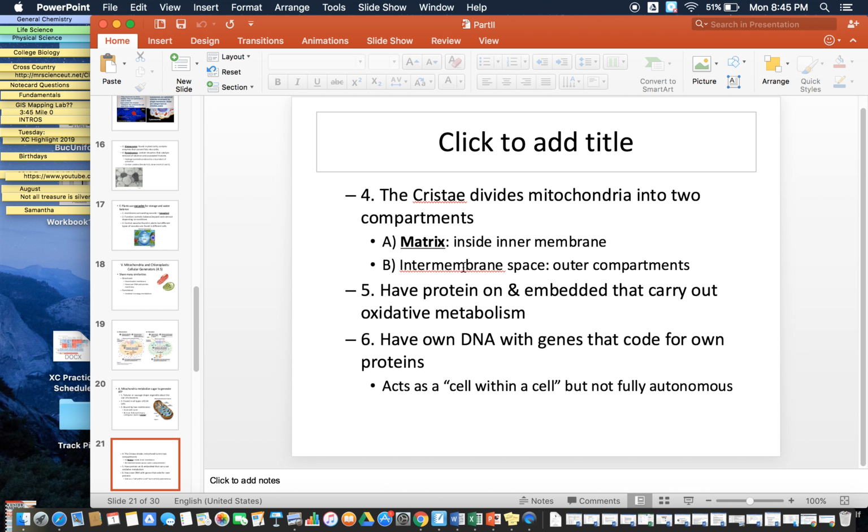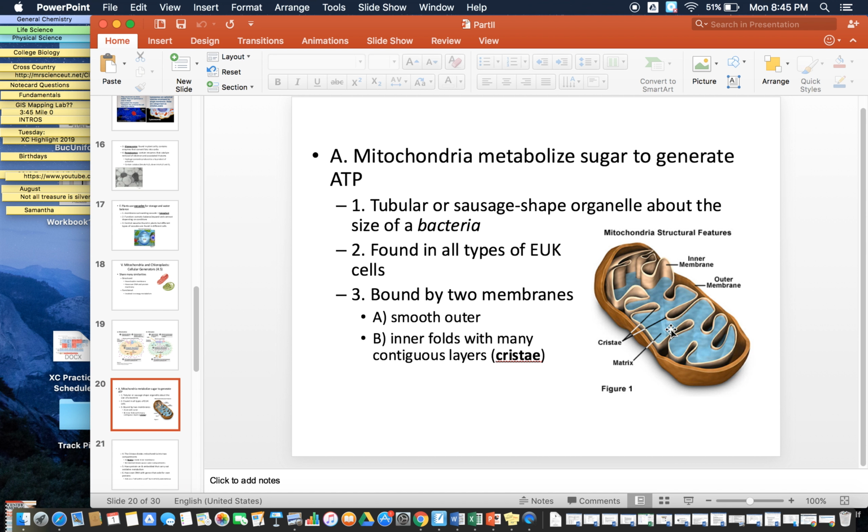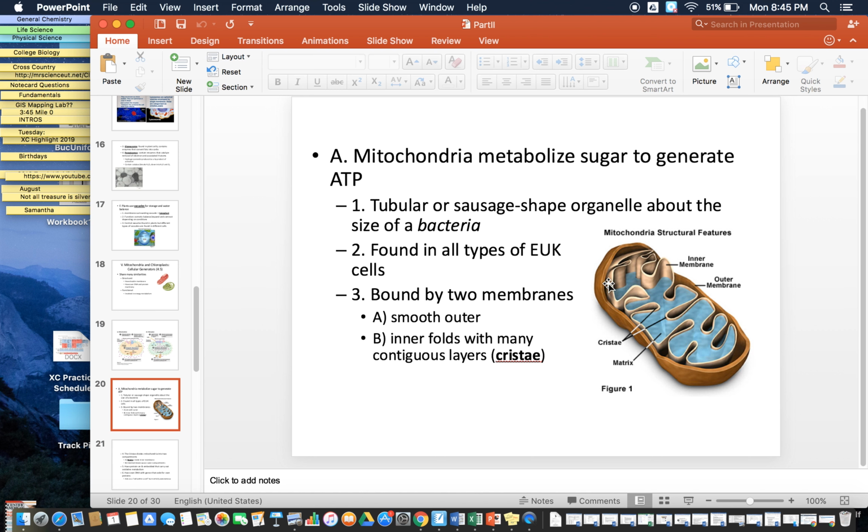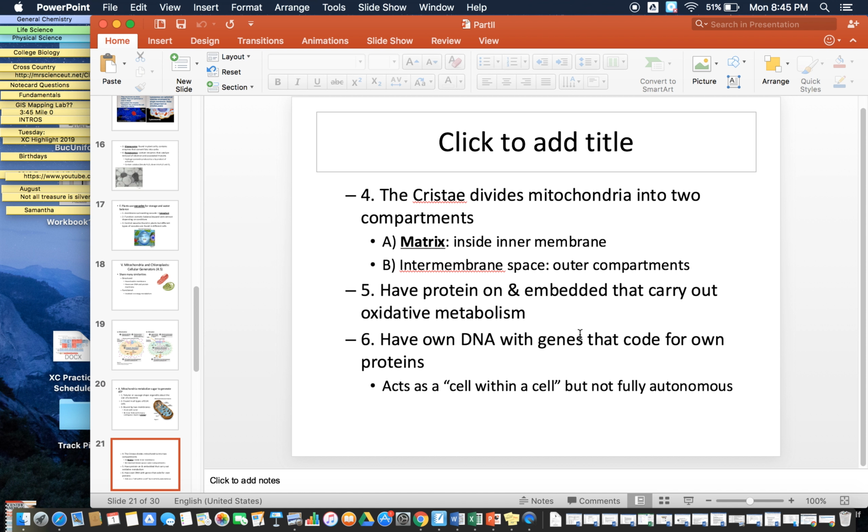Cristae divides mitochondria into 2 compartments, the matrix and the inner membrane space. So the matrix looks like the water, okay? And then the inner membrane space would be outside of that, like the gap here, and the gap up there. They have proteins on and embedded that carry out oxidative metabolism, and they also have their own DNA with genes that code for their own types of proteins. So it's like a cell that acts within another cell. It's not fully autonomous, though. It is dependent on the cell that it lives in. That's kind of odd.